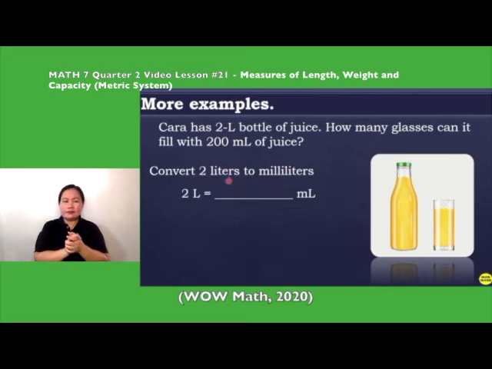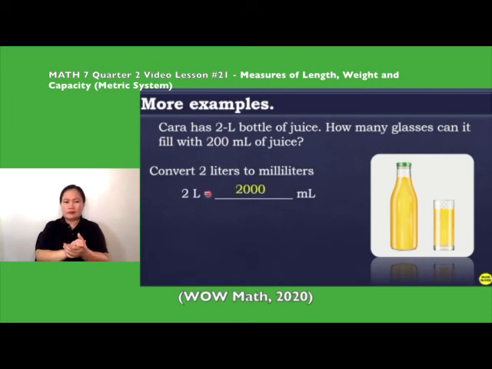So, kung naalala nyo yung table, yung mga prefixes, ilang moves from liters to milliliters? Okay, very good. 3. So, from liters to milliliters, 3 moves tayo. So, going to the right. Kasi ang liters nasa pinakagitna. Dadaanan niya si deci, si centi, bago si milli. So, 3 moves going to the right.